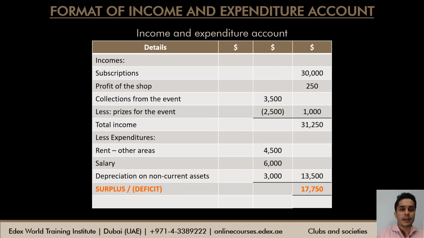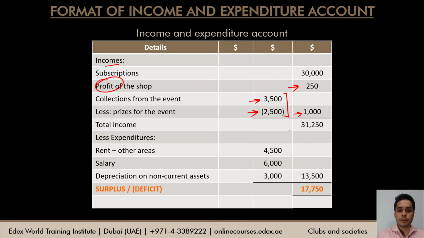The income and expenditure account begins with incomes earned during the year, subscriptions that members were supposed to contribute towards the club. See here, profit of the shop, which we already calculated as $250, has been included under the incomes. If this was a loss, I would include it under the expenditure part. If you go back to the receipt and payment account, you would see there that on the receipt side there is collection from event 3,500 and prices for the event 2,500. So what I have done here is I have written the net collection from the event, $1,000, on the income side. If there was a net expenditure on the event, I would include this $1,000 on the expenditure side.